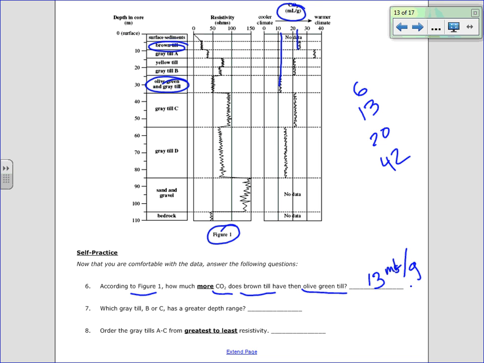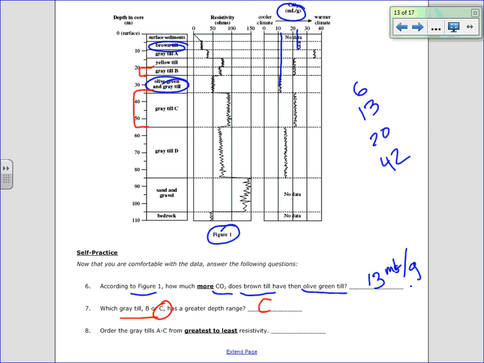Number 7, which gray till, B or C, has a greater depth range? So which one has a greater range? If we're looking at gray till B or C, here's gray till B. It goes from about 20 to 25. And gray till C goes from about 35 to 55. Which one is the greater range? C, because it's much deeper. 35 to 55 is about 20 meters of difference. So that would be C.